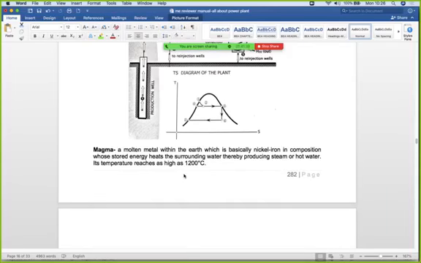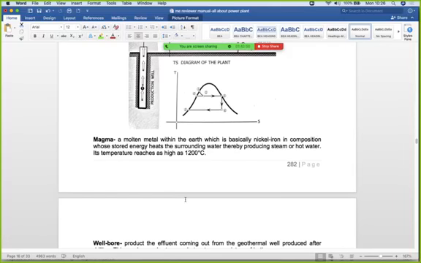We have the magma. You know already what magma is? Because we are located in the Ring of Fire, we have a lot of volcanoes underground. So in the Pacific Ring of Fire, we have a lot of magma. It is molten rock within the earth, which stores heat energy surrounding water, thereby producing steam and hot water.